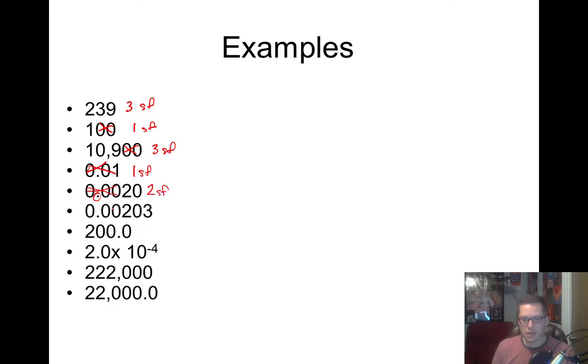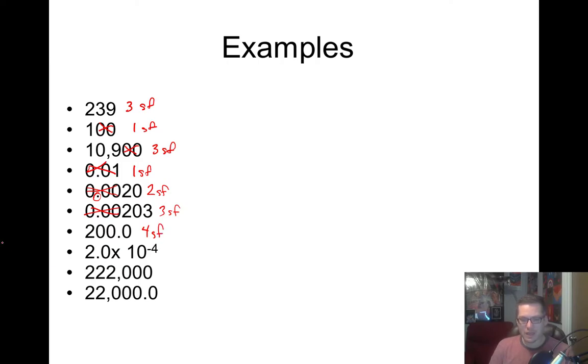So this guy, same idea as this one above, only this is now a sandwich zero, so don't even really care that there's a decimal point right there. It doesn't help or hurt though. So this guy's got 3 sig figs. This guy, trailing zero with a decimal, so this guy's got 4 sig figs.